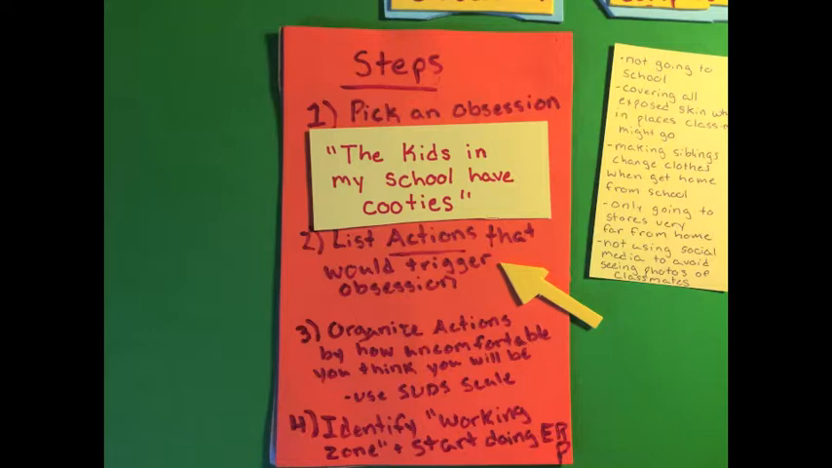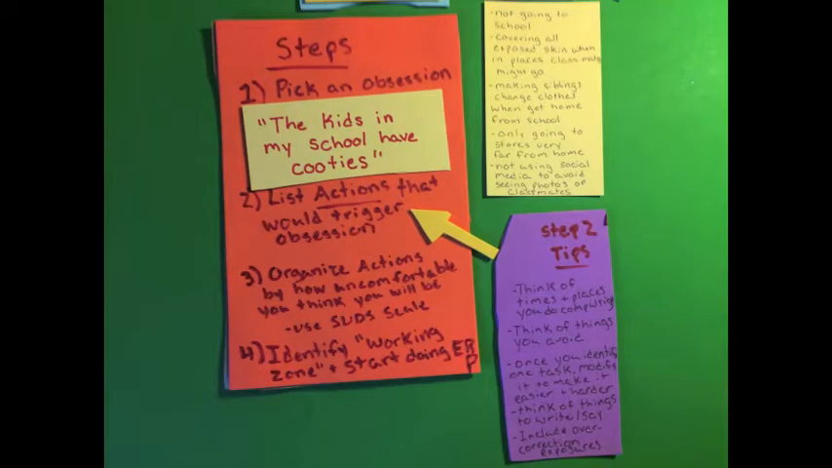Okay, if you've watched my other videos, that orange list of steps for creating a hierarchy looks familiar. If you haven't, I highly suggest you go watch my video that is focused on making a hierarchy so that this makes more sense. So the obsession I've picked is that the kids in my school have cooties, and I am going to list actions that would trigger that obsession.